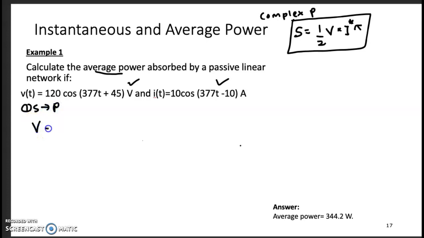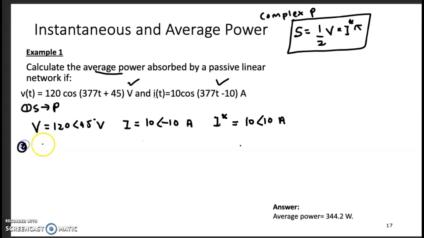V is 120 angle 45 volt. I is equal to 10 angle minus 10 ampere. But from the formula, we need the conjugate, right? So I conjugate becomes 10 angle 10 ampere.